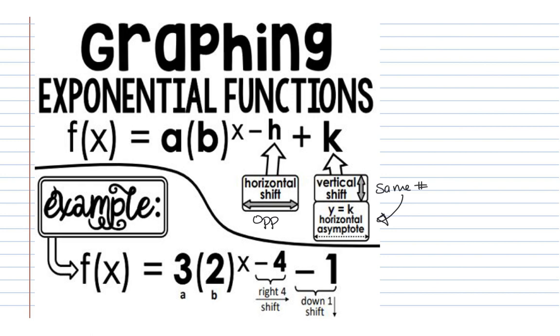So we have this equation. This a is my a and my initial value. This is my b, which is my factor or my multiplier. This number right here is my h, which shifts, in this case, 4 to the right, and -1 shifts down.